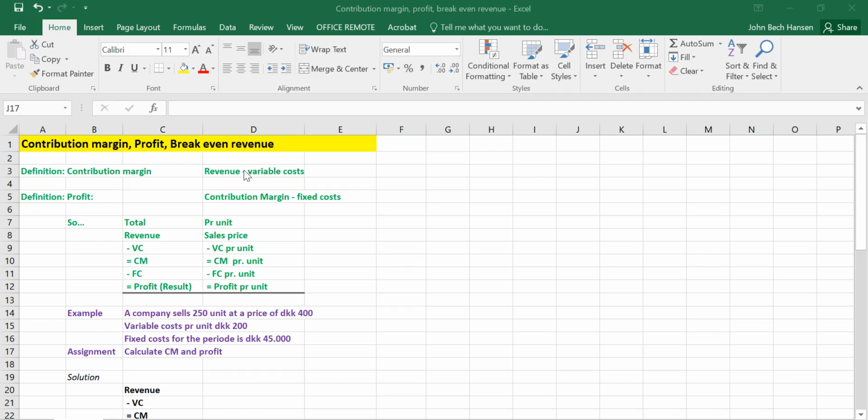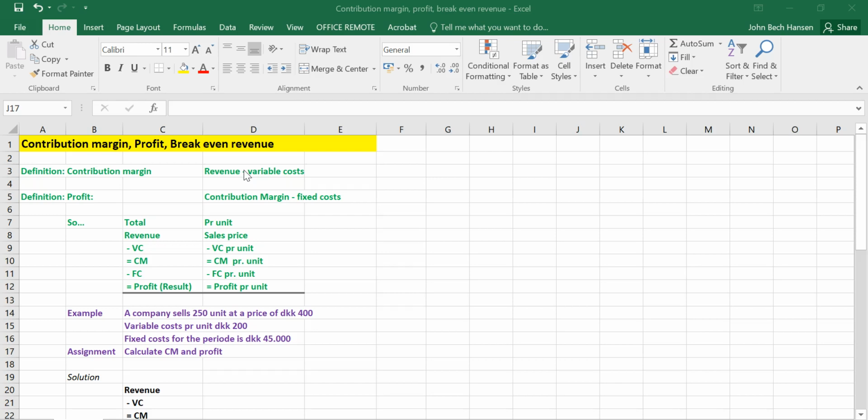How many grams of steak, how many grams of salads or whatever. So you have to calculate what is the variable cost. And then you can calculate the contribution margin of the menu by taking the sales price and deducting the variable costs. Then you have the contribution margin per unit.